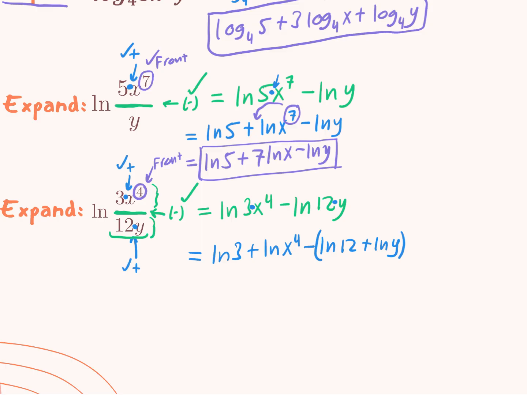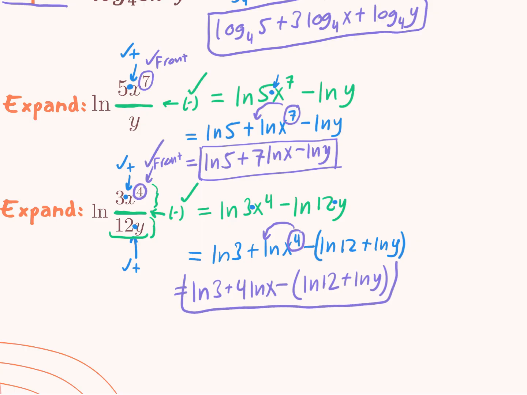All right. And the last thing I want to do is the exponent. So let's move that 4 to the front. So this is going to become ln of 3 plus 4 ln of x minus, and then everything else stays the same, minus ln of 12 plus ln of y. All right, and that takes care of our exponent, right? Check. And that would be your fully expanded expression.